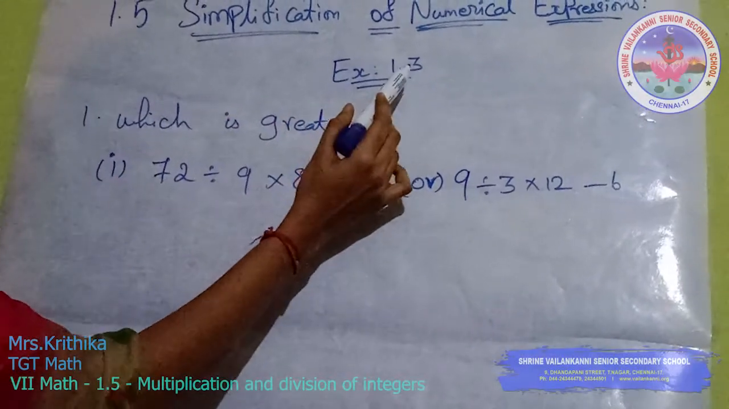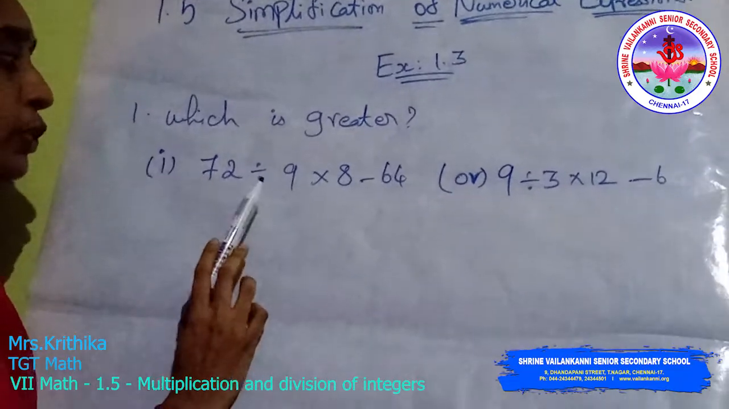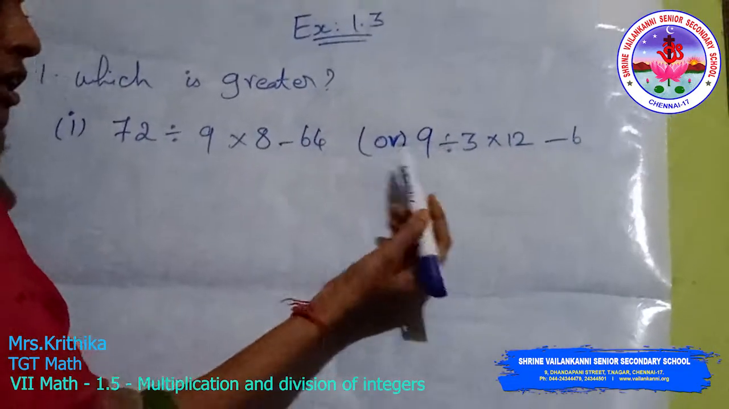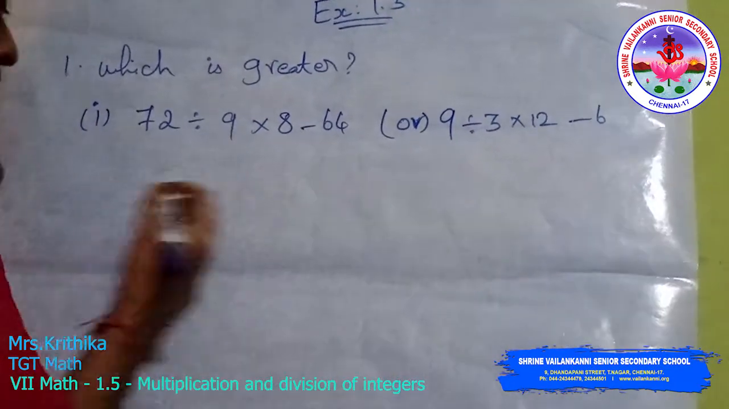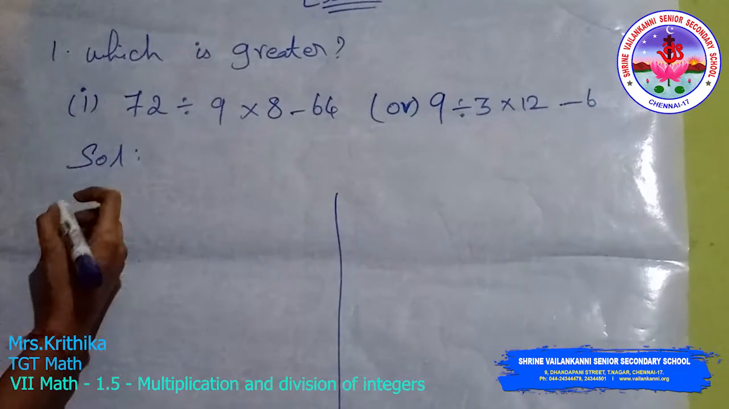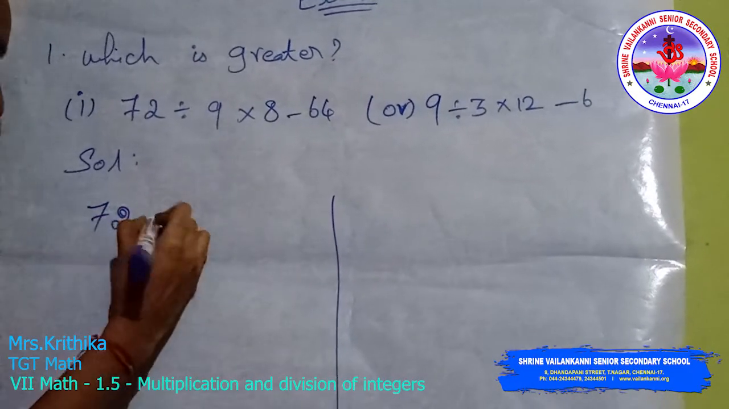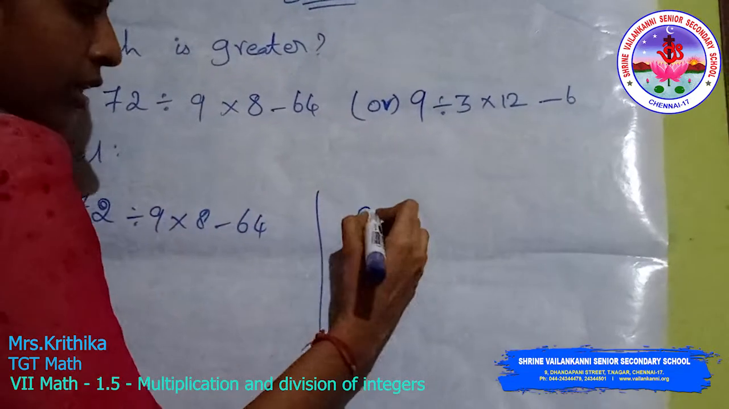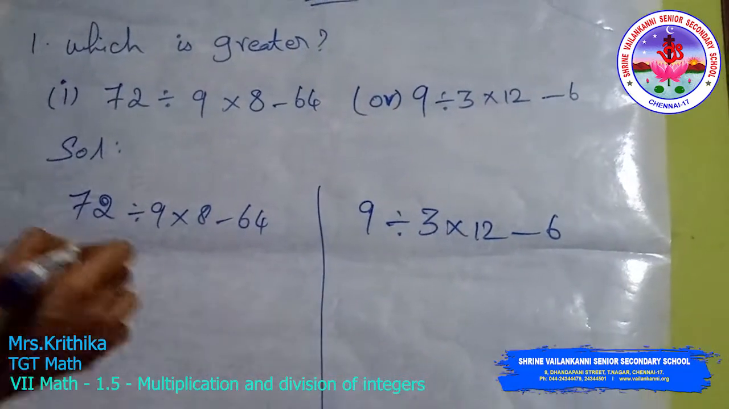Next, exercise 1.3, first question, which is greater? The first question is 72 divided by 9 into 8 minus 64, or 9 divided by 3 into 12 minus 6. The solution: split the page into two. 72 divided by 9 into 8 minus 64. Here, 9 divided by 3 into 12 minus 6.